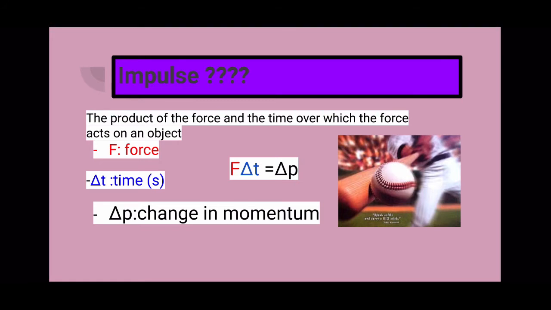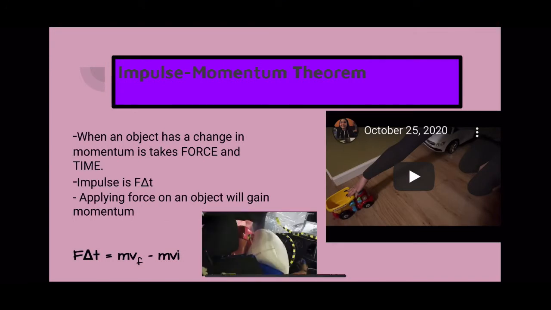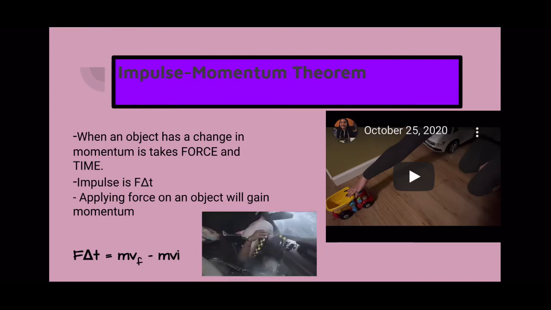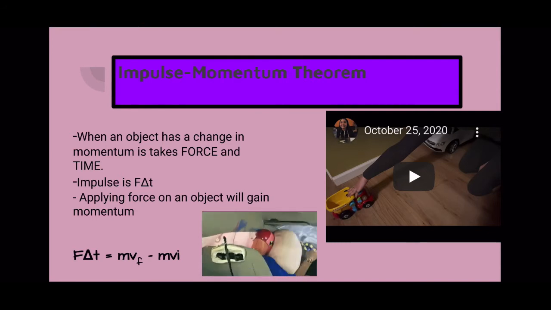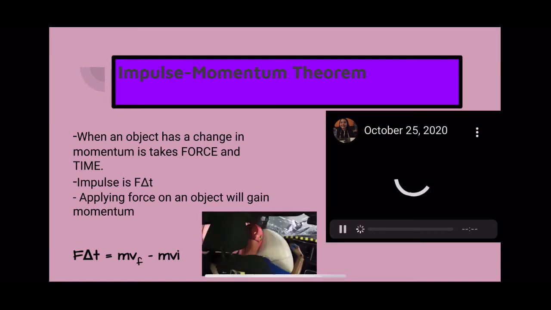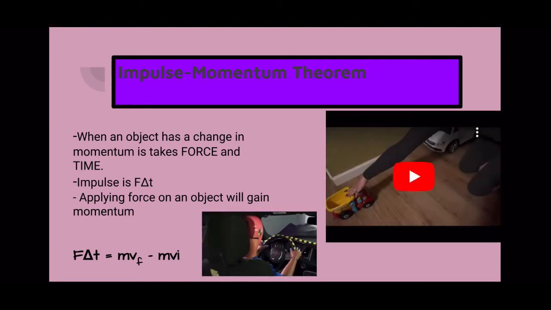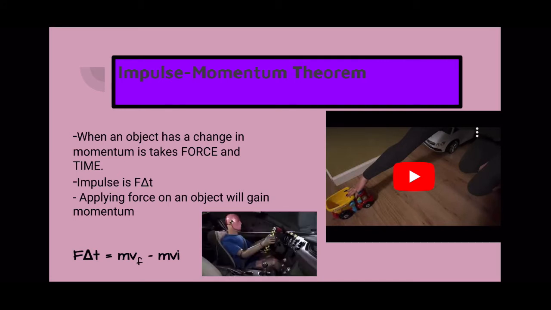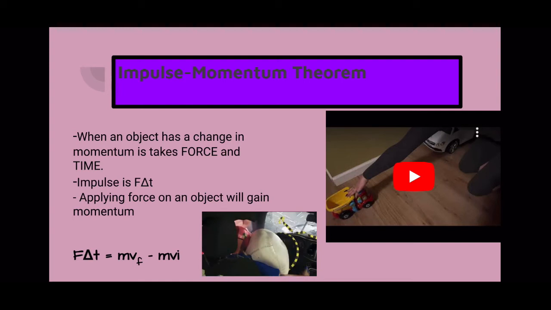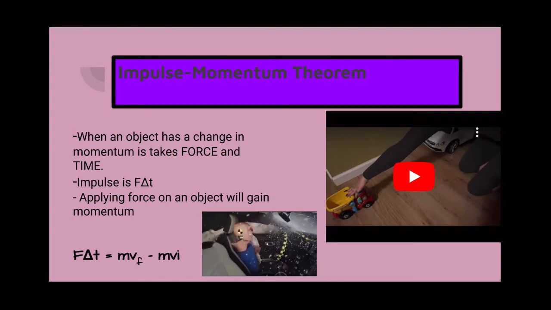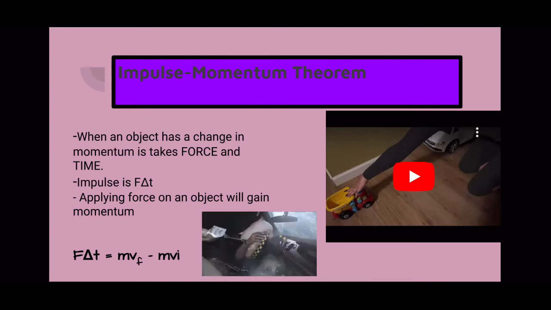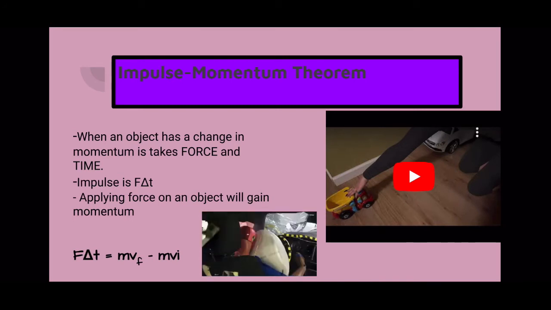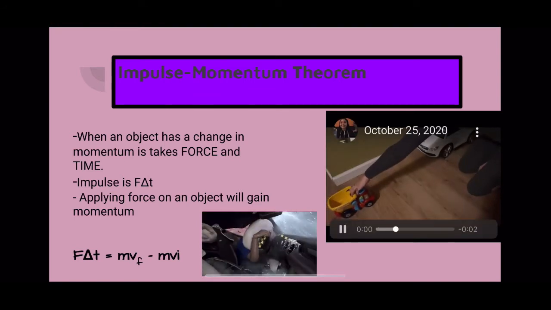Impulse is directly linked to the impulse momentum theorem, with the formula being F times T equals mass times final velocity minus mass times initial velocity. The impulse momentum theorem says that when an object has a change in momentum, it takes force and time. Meaning, if you apply force on an object, it will gain some momentum. Or if an object is losing momentum, it must be transferred to that force.